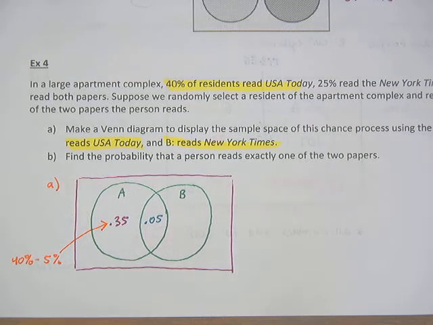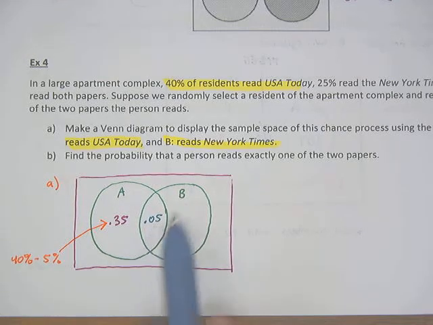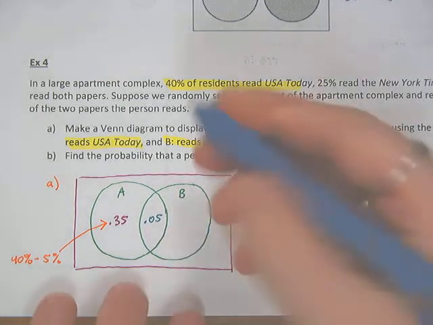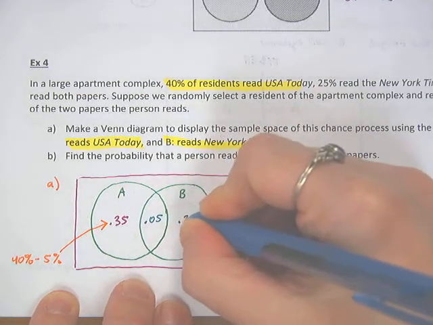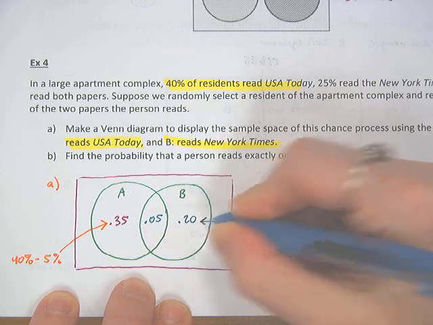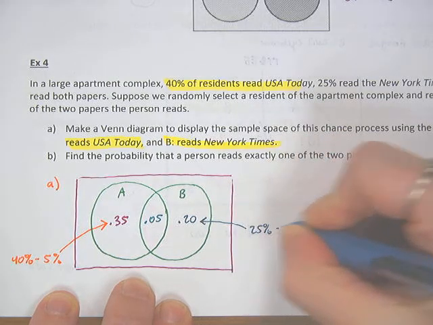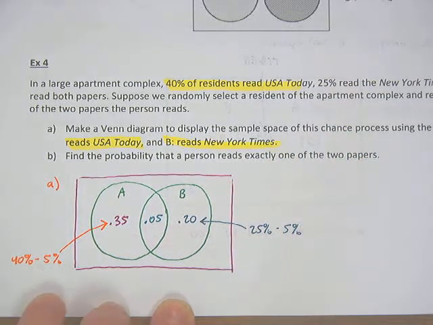We're going to do the same thing for the New York Times readers. Up in the paragraph it says 25% read the New York Times. Well, we've already got 5% in Circle B, so we're going to subtract that out from 25% and get 20%. So make a note to yourself that we did 25% minus 5% to get 20%.